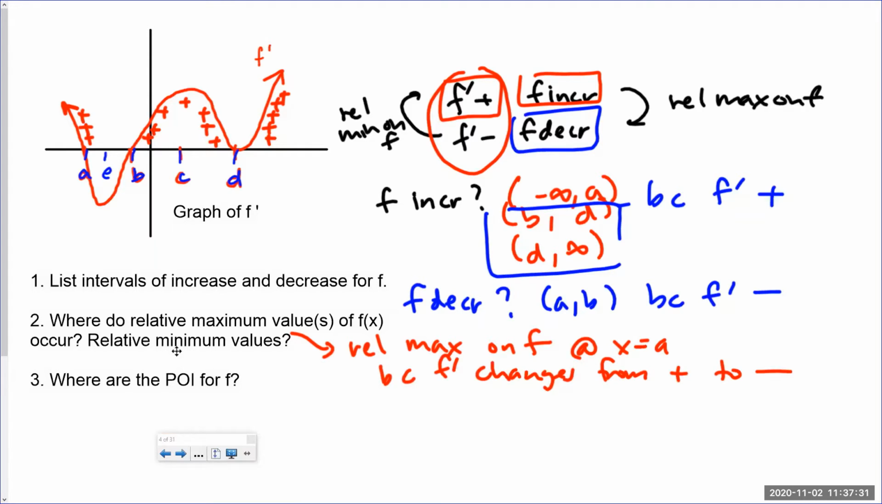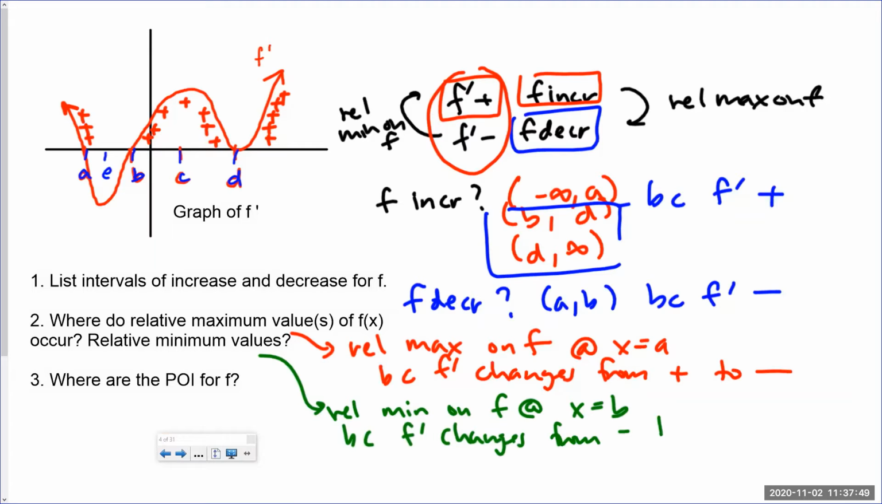Let's go find the relative min. We want the relative mins on F. Where does that happen? At B. Very good. At x equals B. Why are you saying at B? Because F prime changes from negative to positive.